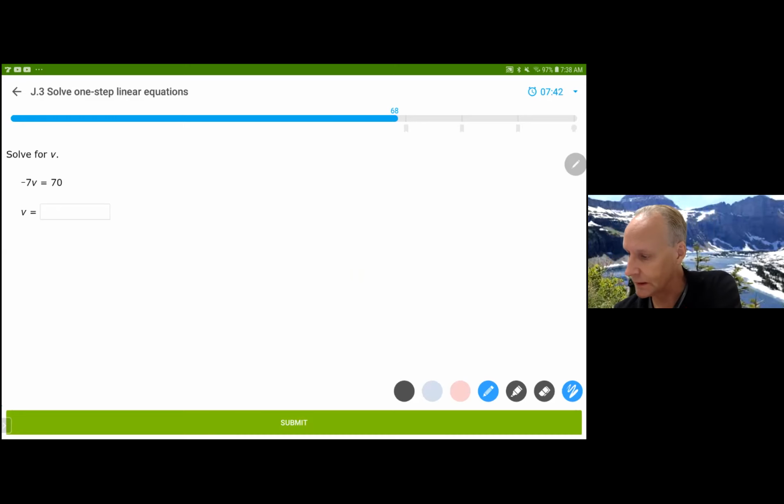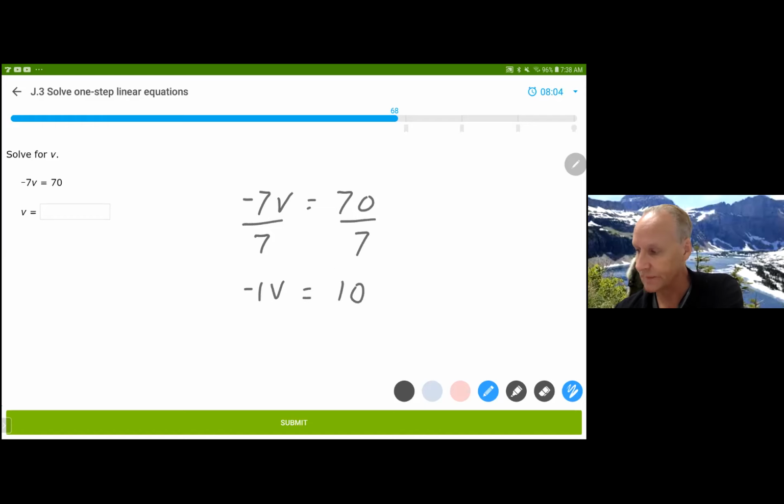Here's a mistake that a lot of people make. They'll do this equals 70, and then they want to divide by 7 rather than negative 7. If you divide by 7, it's not wrong, it's just it won't be finished, because what will happen is I'm going to end up with negative 1v on this side, and on this side I'm going to end up with 10. So that's not what we're interested in. We want to know what the value of v is. So I want to get a positive v. In order for that to happen, I need to divide by a negative 7, which gives me my negative 10.